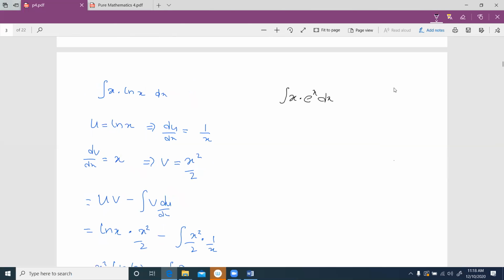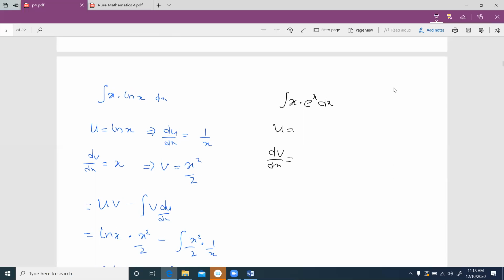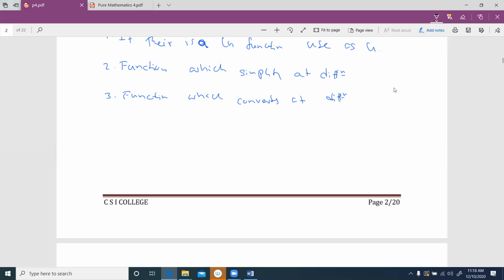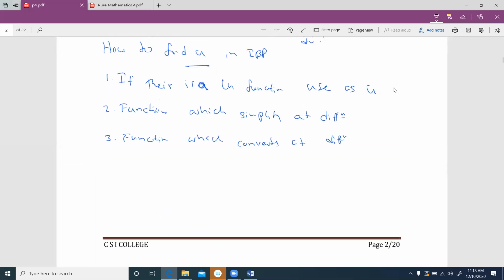So what can you understand? Now there is a function, we have to define what is u and what is dv by dx. According to this priority, the first priority goes to the ln function. Is there any ln function? No, here there is no ln function.